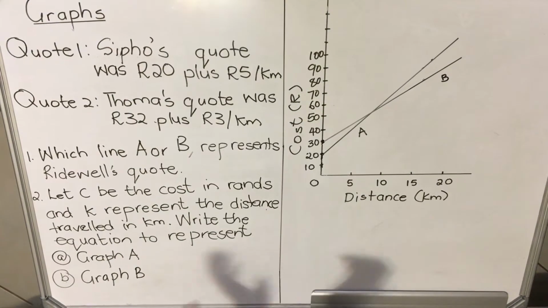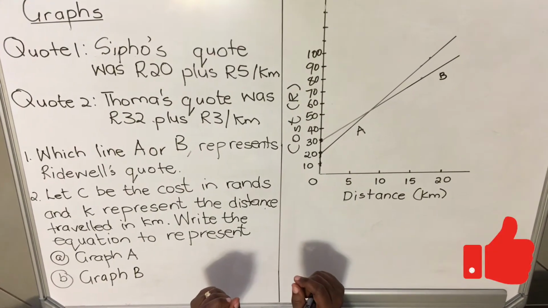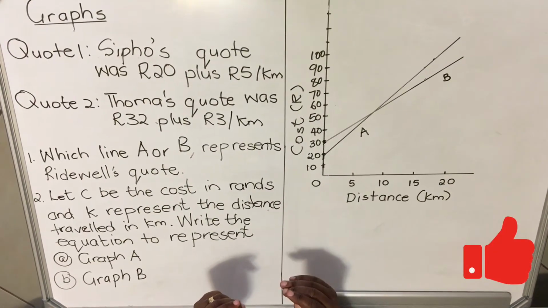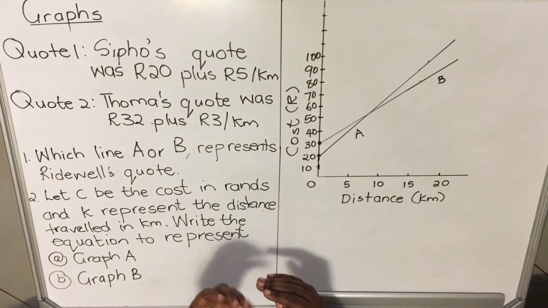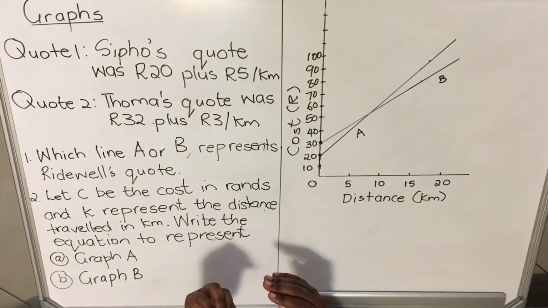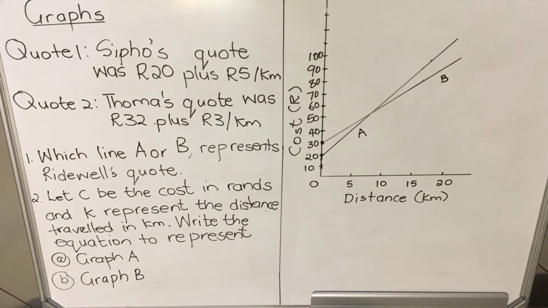Hello, this is a lesson on graphs. We are actually going to look at how we interpret graphs. So here you are given a scenario. People want to travel somewhere. These are private transport like Uber, things like that.